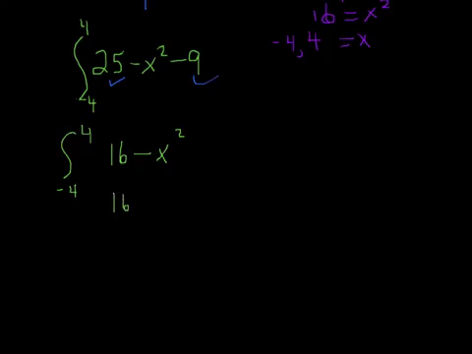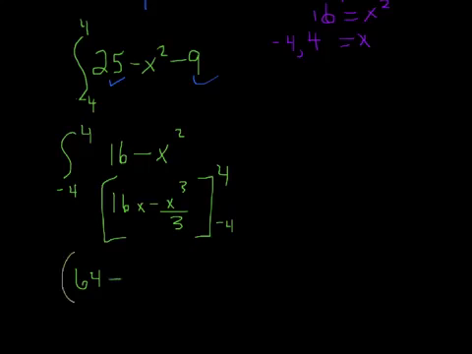So I get 16x minus x cubed over 3. You're plugging in your values of 4 and -4. When I plug in 4 for x, I get 64 minus 64 thirds. And when I plug in -4, I get -64 minus -4 cubed is -64 thirds.